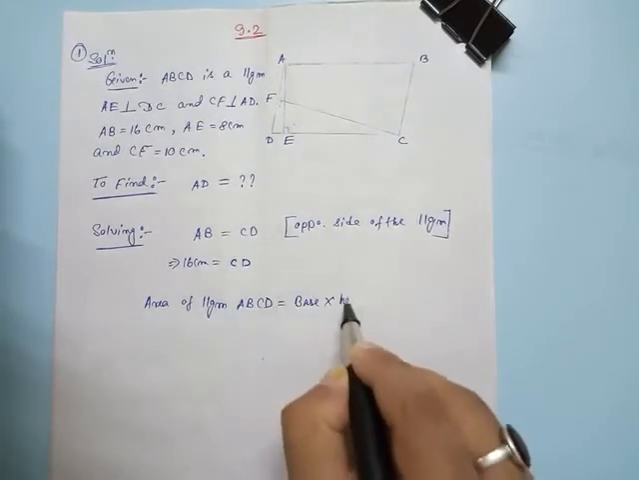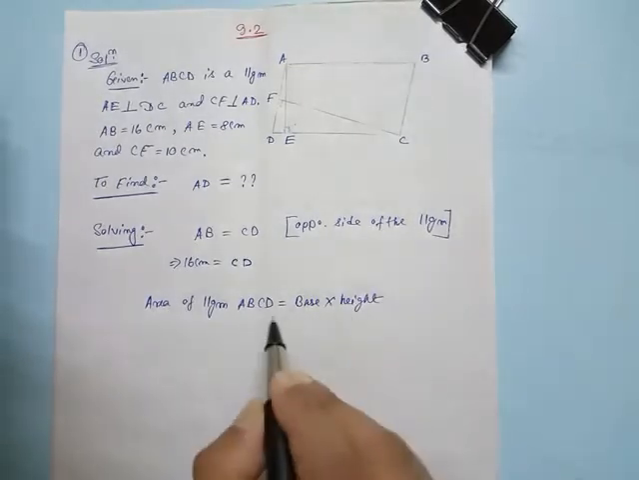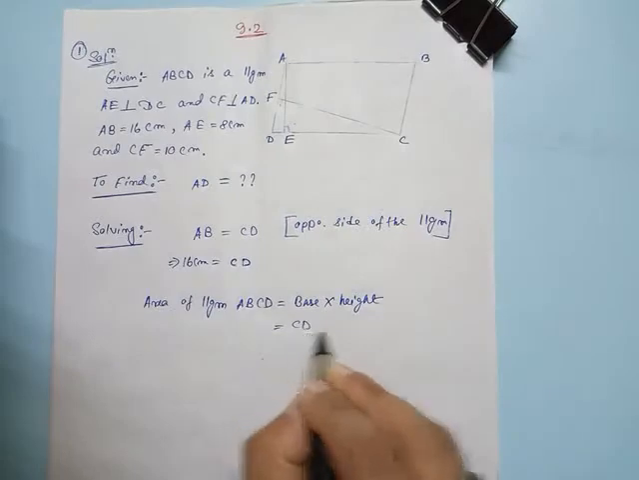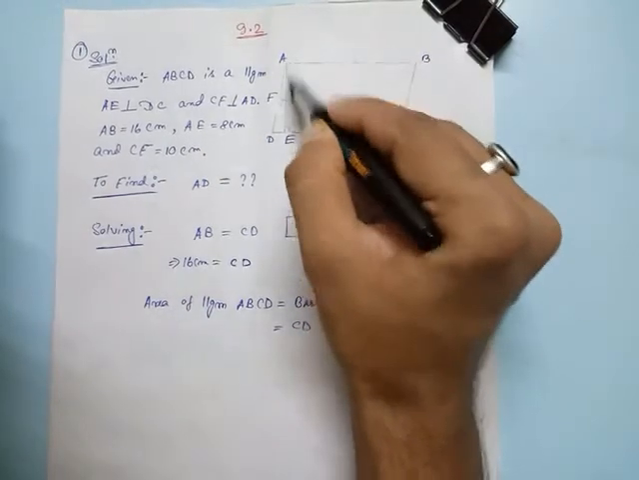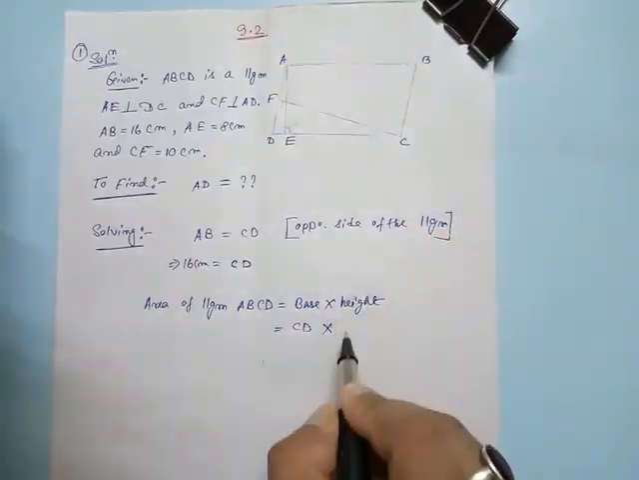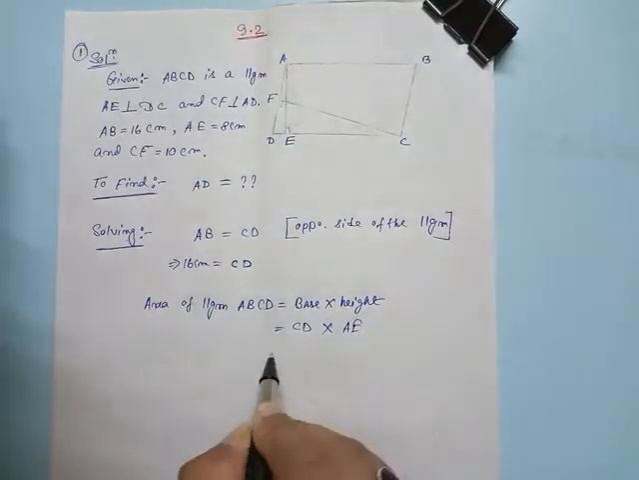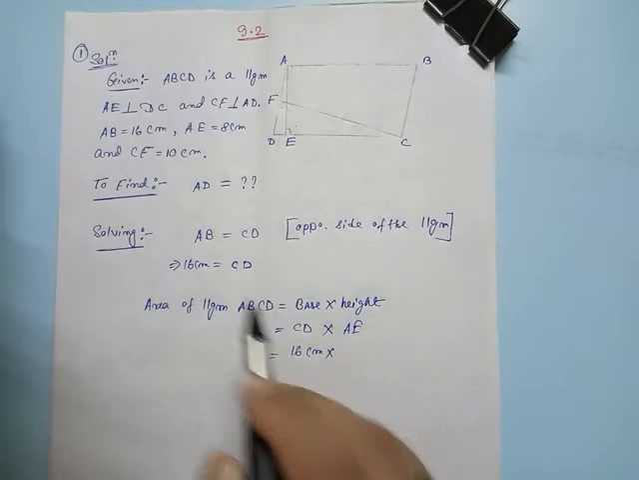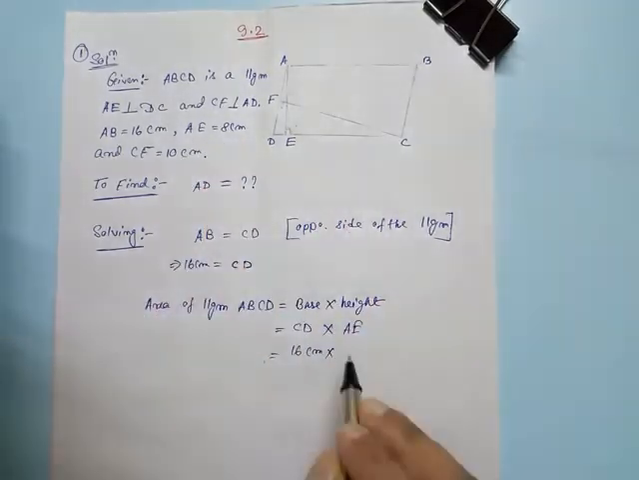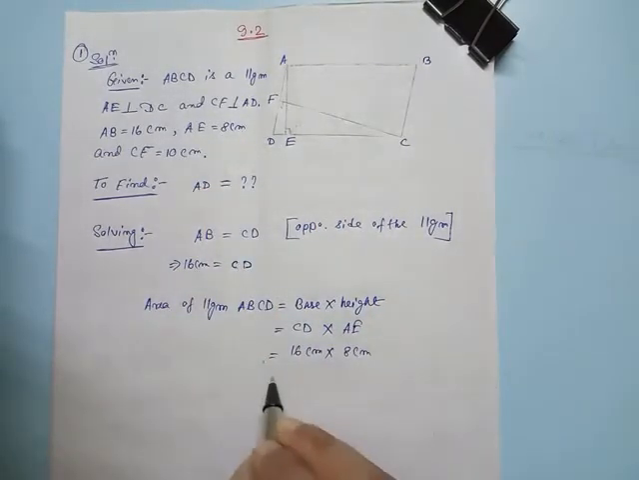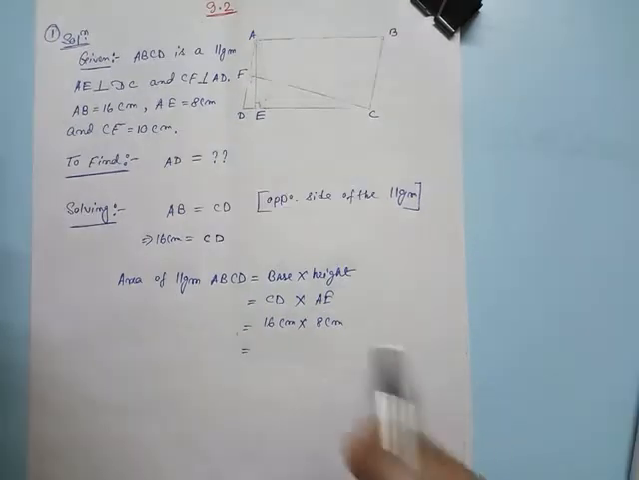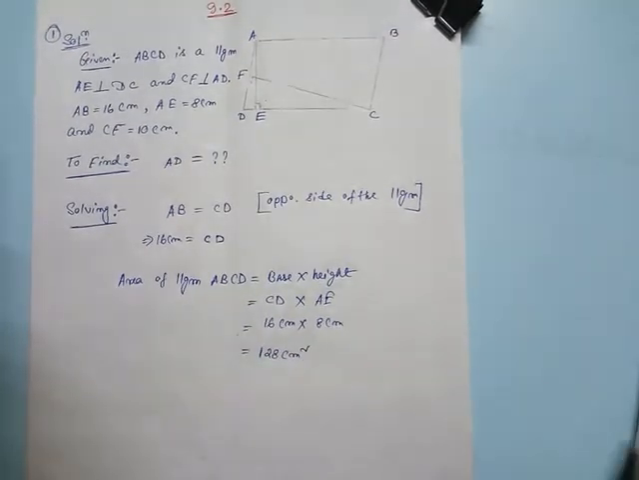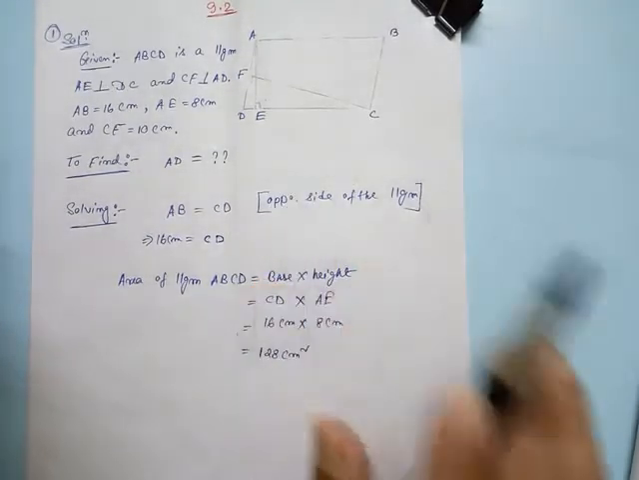Base into height. So what is the base here? Base is CD, so write here CD, and height is AE. So just put the value here, 16 cm into the value of AE. What is the value of AE here? 8 cm. So now multiply. The answer would be 128 cm square. This is the area of the parallelogram ABCD.